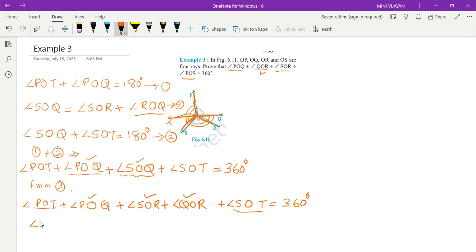Then I am writing angle POS plus angle POQ plus angle SOR plus angle QOR. This SOT is already taken, so we don't need to use it anymore. So it is 360 degrees, which is equal to 360 degrees. So this is the thing we need to prove in example 3.